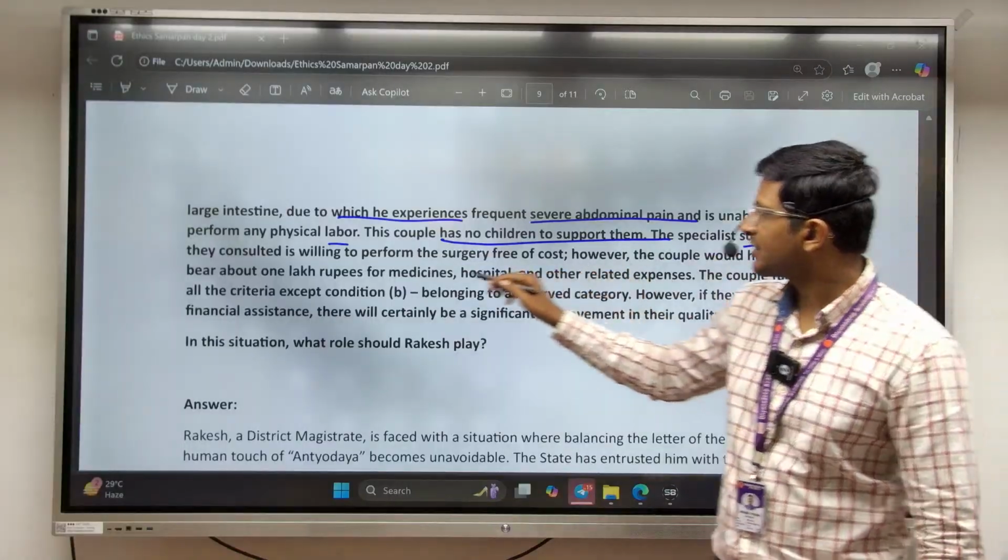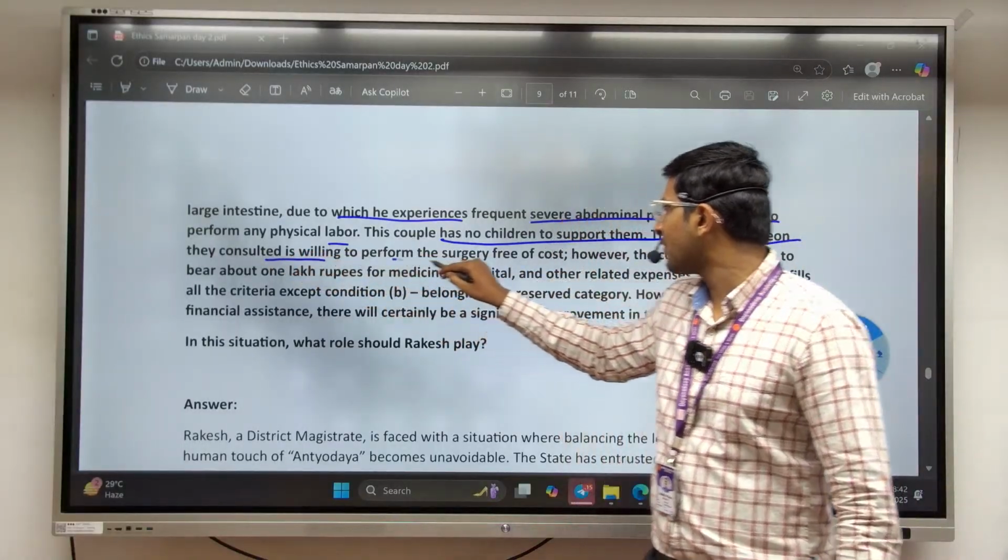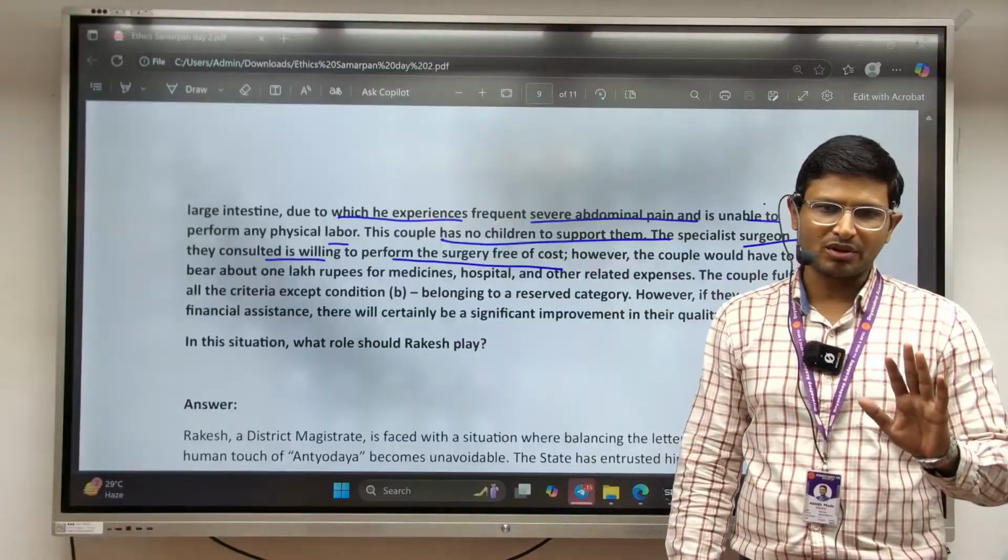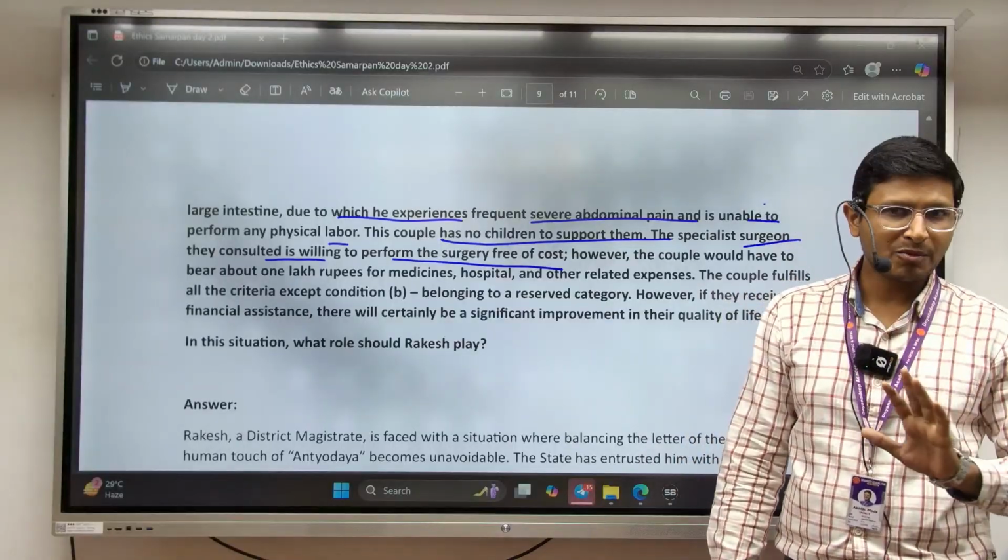द स्पेशलिस्ट सर्जन, द कंसल्टेंट इज विलिंग टू परफॉर्म द सर्जरी फॉर फ्री ऑफ कॉस्ट. तो सर्जन तो चलो रेडी है फ्री ऑफ कॉस्ट सर्जरी करने के लिए.